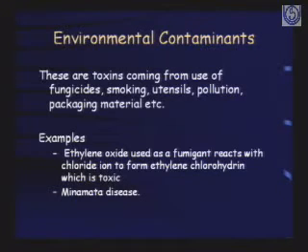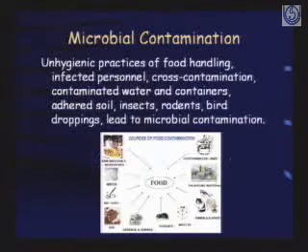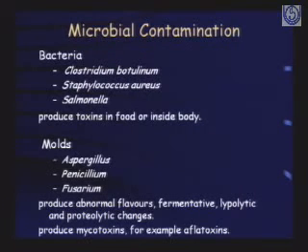Environmental contaminants can come from fungicides, utensils, pollutants, and packaging material. For example, ethylene oxide forms ethylene chlorohydrin by reacting with chloride. And Minamata disease happened in Japan many years ago when people consumed fish which was contaminated with mercury, which came from river water. Microbial contamination can come from various sources. You can see here, from food handlers, packaging material, animals and birds, garbage and sewage, and from water also. This can be prevented by using proper techniques.